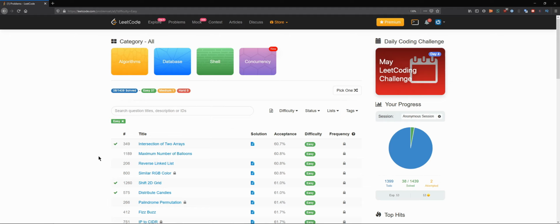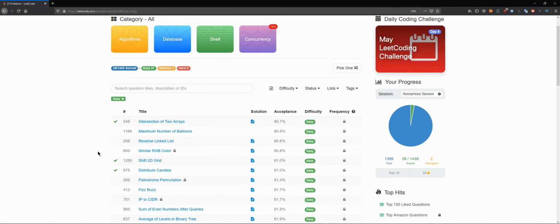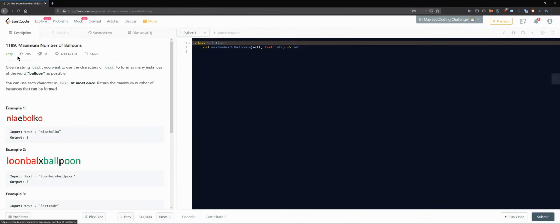Let's pick a question, and I was looking at it. I think maximum number of balloons sounds interesting, kind of goofy. Let's see, 1189, maximum number of balloons. Given a string, which would be text, you want to use the characters of text to form as many instances of the word balloon as possible. You can use each character at most once. Return the maximum number of instances that can be formed.